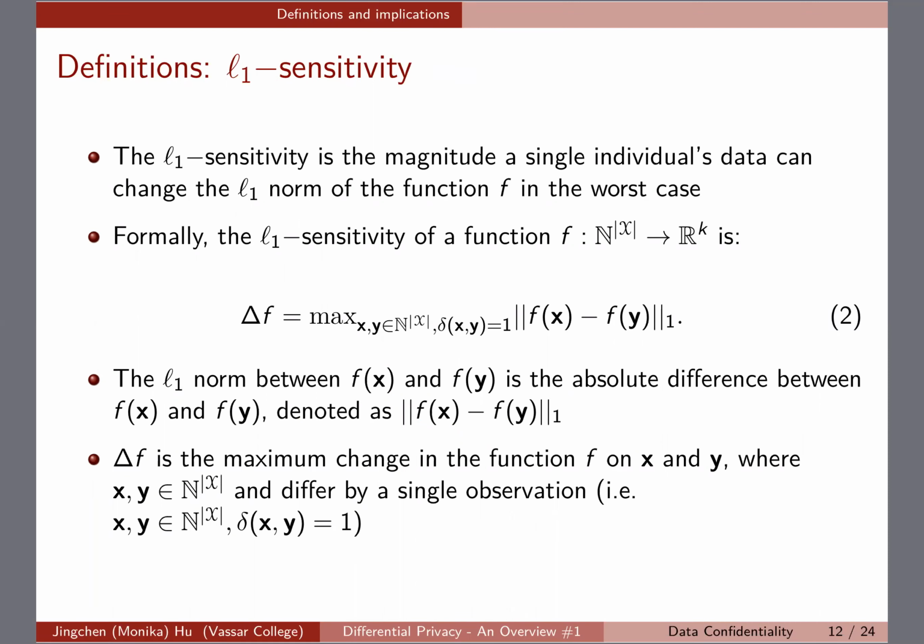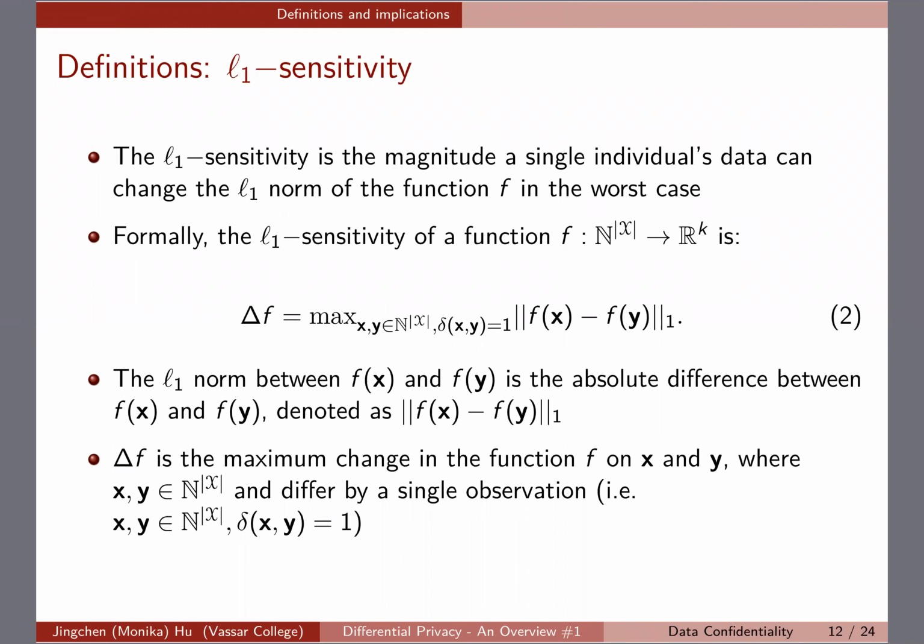All right, so the fourth definition is called L1 sensitivity. A little bit complicated, but bear with us. The L1 sensitivity is the magnitude a single individual data point can change the L1 norm of the function f in the worst case. Maybe it's easier to look at equation 2. Remember, f is the query, and our output is a k-dimension numeric output. So formally, the L1 sensitivity of function f is in equation 2.